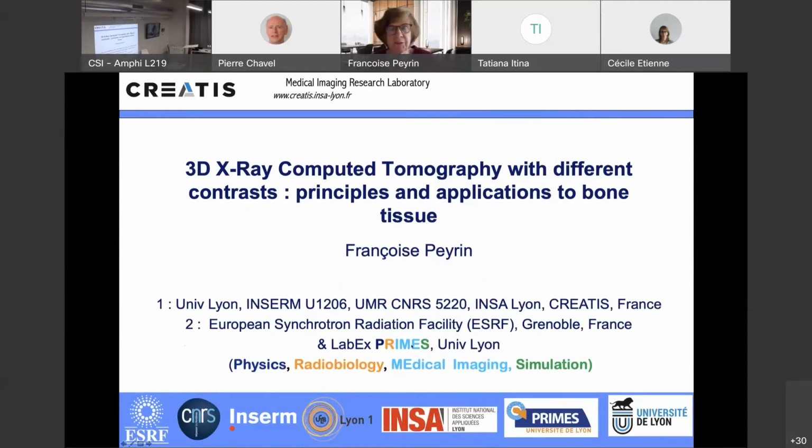So I will talk about 3D X-ray CT with different contrasts, and I will give the principle of the method and show mainly application to bone tissue.